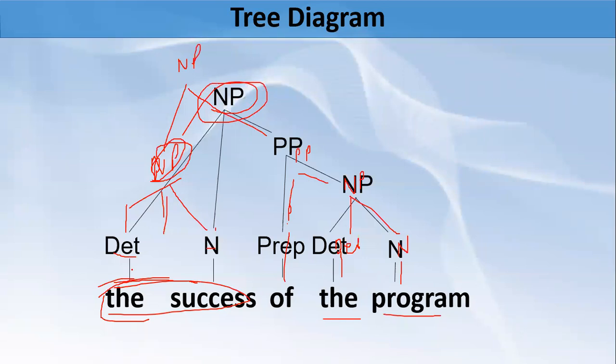So, sir, here we have a very complex noun phrase, because this one single noun phrase consists of one noun phrase, a determiner and noun, and it consists of a prepositional phrase as well. Further inside that prepositional phrase, we have a preposition and a noun phrase. Clear? So this is a sort of complex noun phrase.